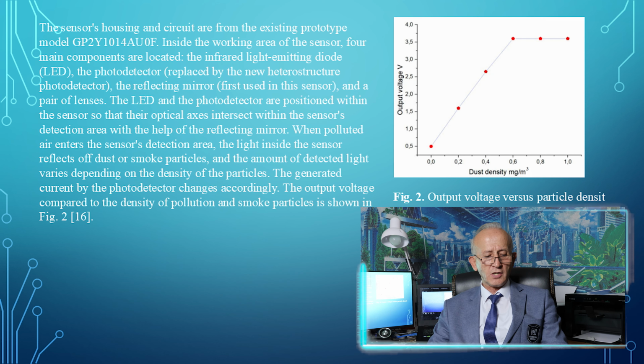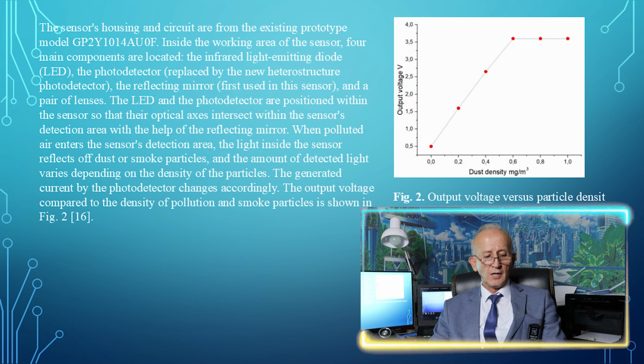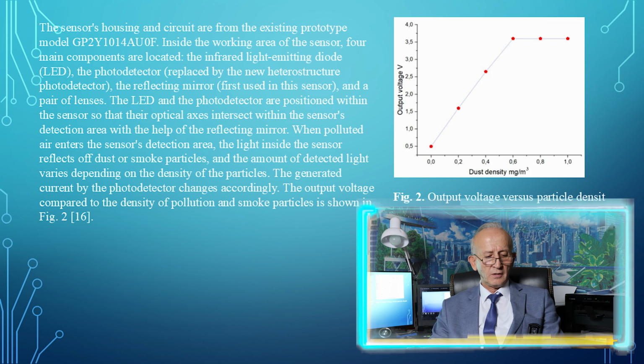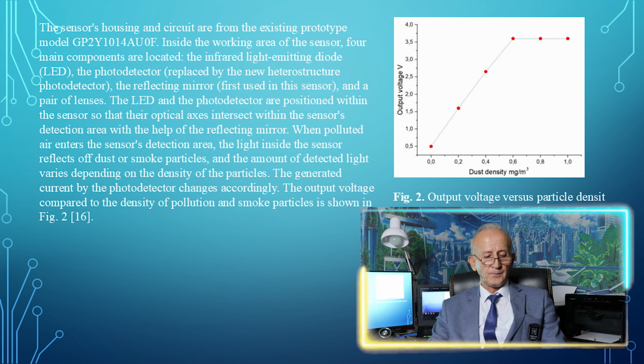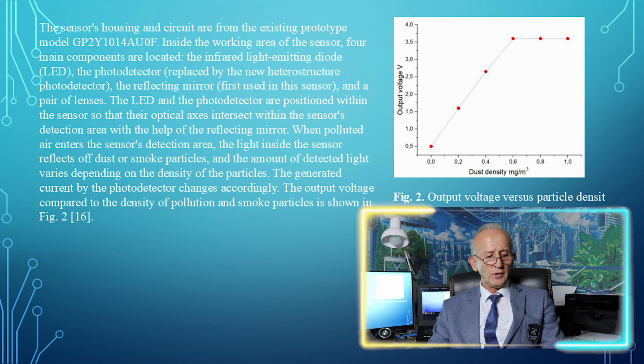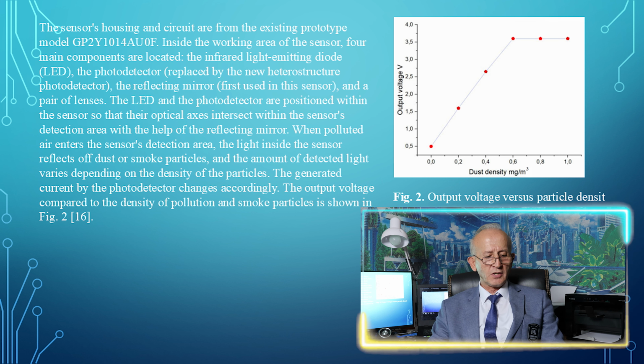Inside the working area of the sensor, four main components are located: the infrared light emission diode (LED), the photodetector, or rather the new heterostructure photodetector that replaces it, the reflecting mirror, first used in the sensor, and a pair of lenses. The LED and the photodetector are positioned within the sensor so that their optical axes intersect within the sensor's detection area with the help of the reflection mirror.